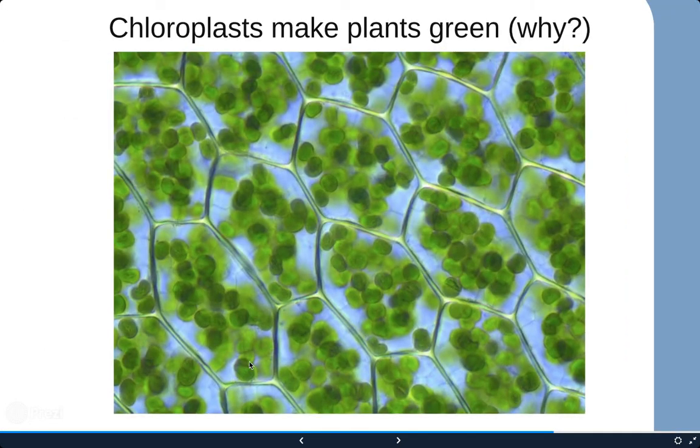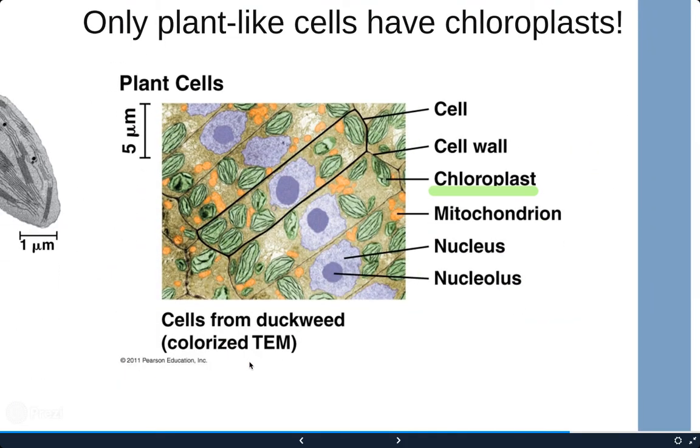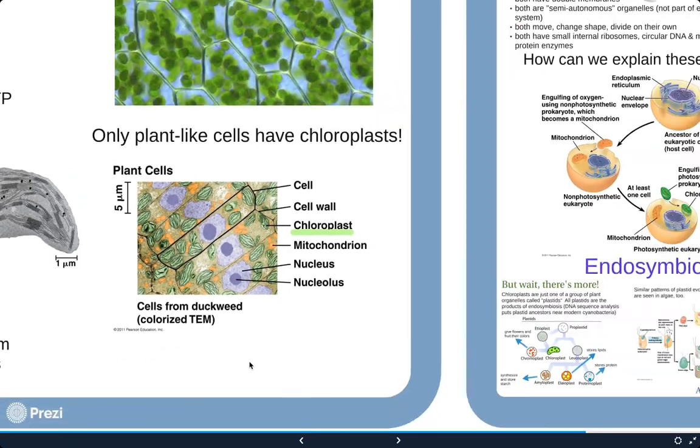And then chloroplasts are what make plants green. I love looking at plant cells under the microscope because most things are not colorful under the microscope. Plant cells are, and the reason is that they have a molecule called chlorophyll, which is the primary pigment that captures the sunlight and captures energy from the sun, and it's green. It's reflected back to our eyes as green light. It doesn't absorb green light, so that's why you see green light. That's a weird concept. All right, and then only the plant-like cells have chloroplasts, so no animal cells have chloroplasts.